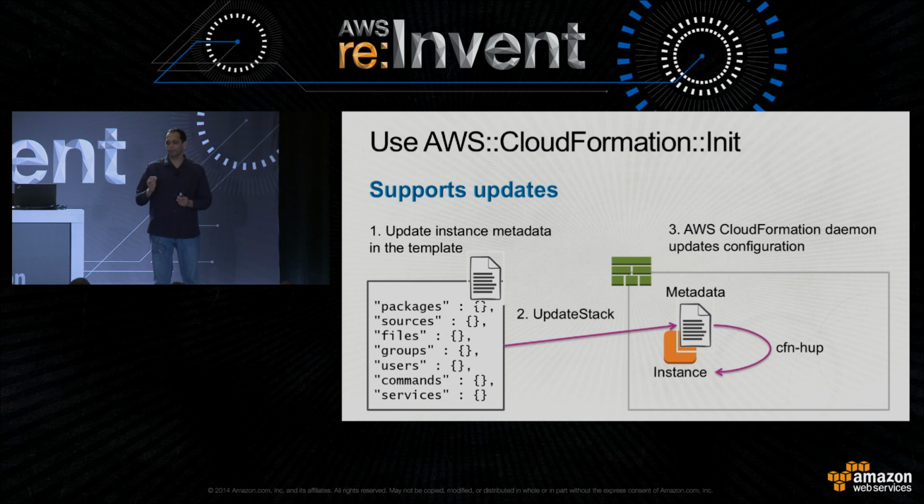So for example, if I want to install an extra package or an updated version of the package on a running stack with a running instance, I can simply update the template and call an update stack on the stack, and then the CloudFormation daemon running on your instance will automatically pick up those changes and update the application.